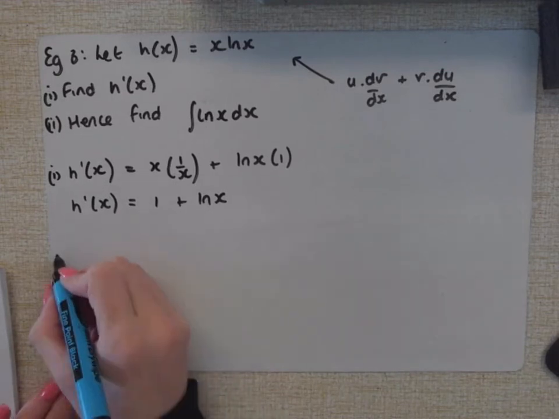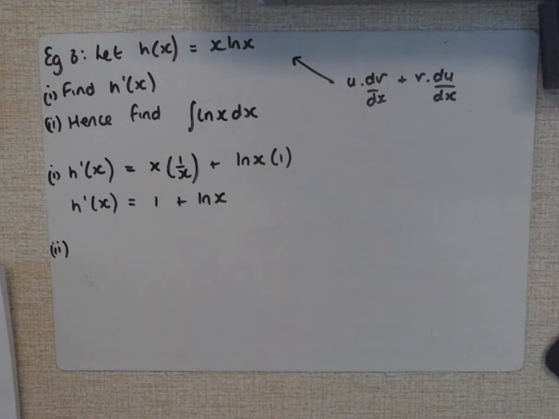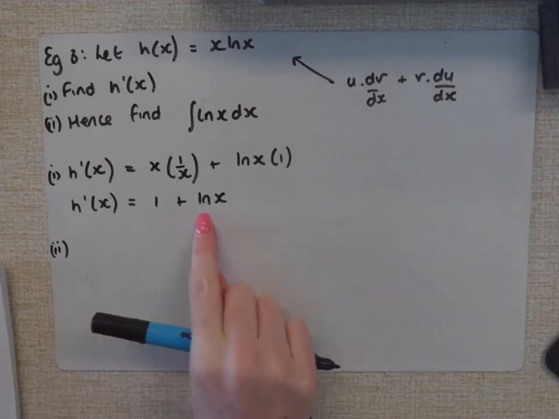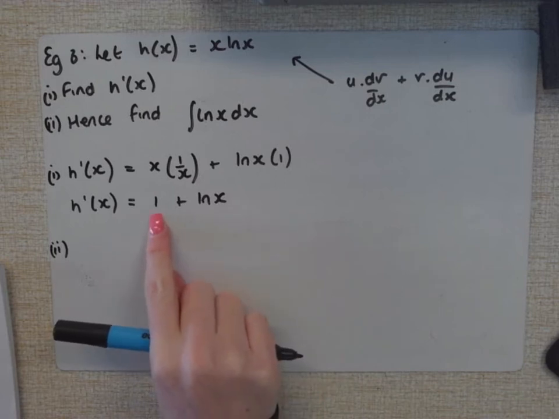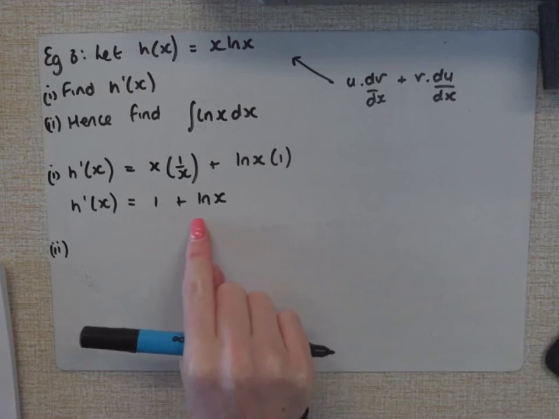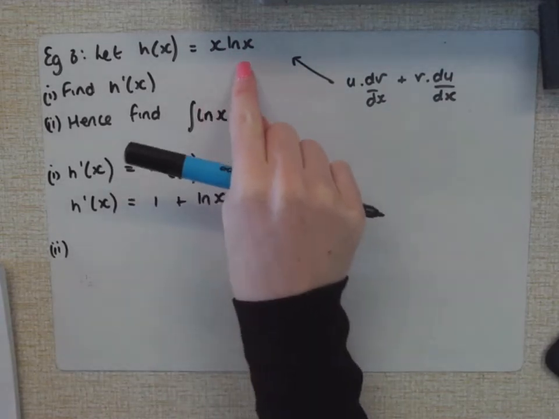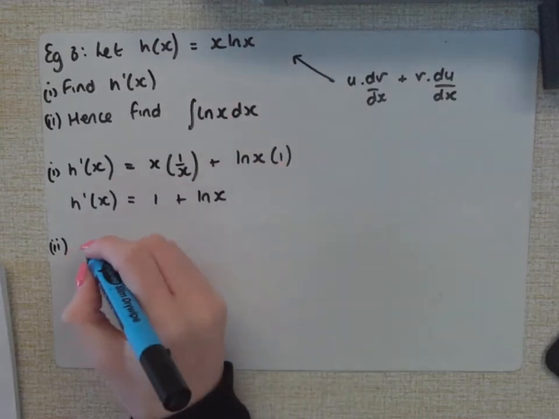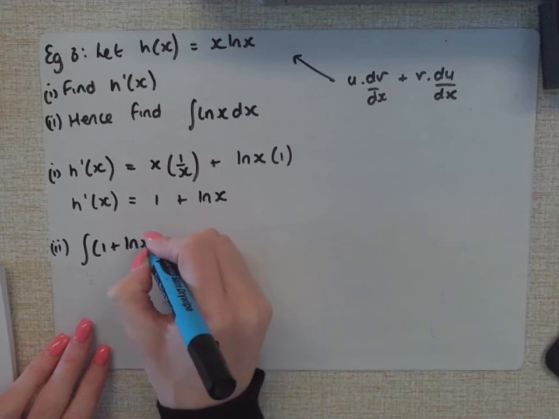Now, part 2 says, hence find the integral of ln x. When I integrate that, what do I get? If I was to integrate the derivative, I would get back to the function. Okay? So if I integrate this, I'm getting back here. So let's write that down. Integrate 1 plus ln x.